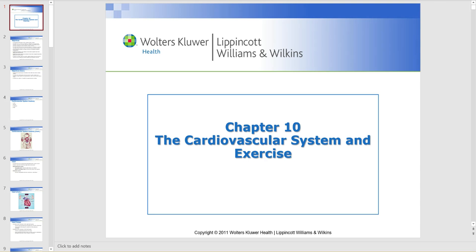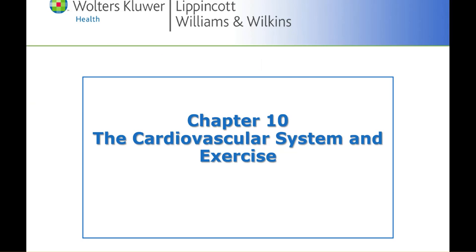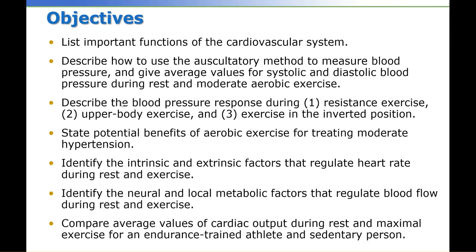All right, Chapter 10, the cardiovascular system and exercise. Objectives: list important functions of the cardiovascular system. Describe how to use the auscultatory method to measure blood pressure and give average values for systolic and diastolic blood pressure during rest and moderate aerobic exercise.